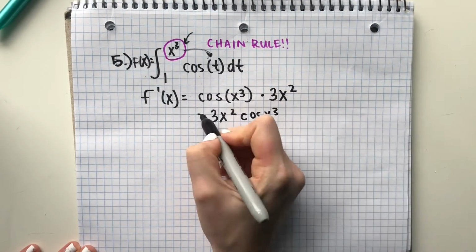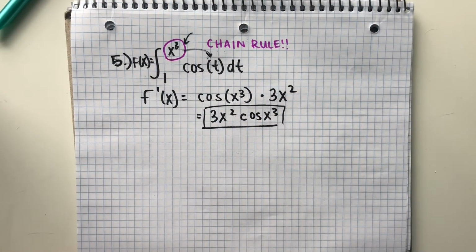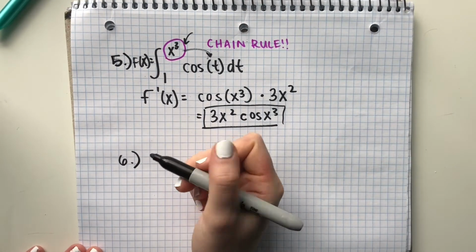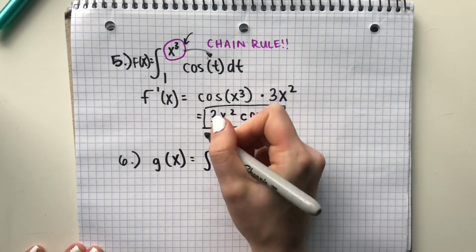So it's going to be really simple. Cosine x cubed times 3x squared, and you can just bring that 3x squared to the front for your answer.